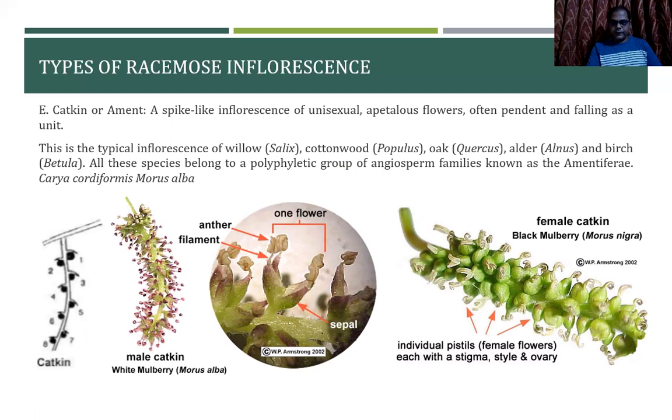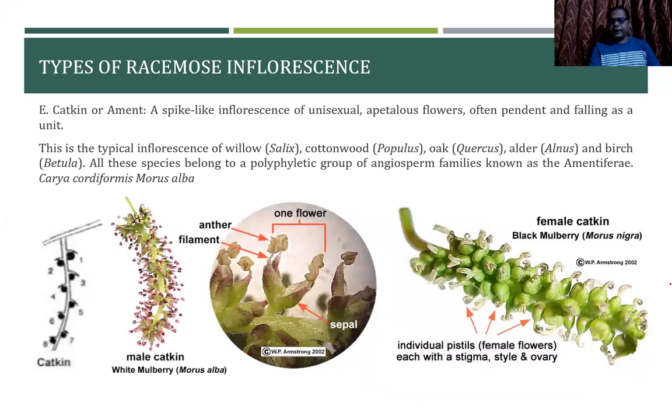So we have the anthers here, and we have sepals. There is no formation of petals here. Similarly, we have the female flower with the style, stigma, and so on. This is the example of the mulberry.